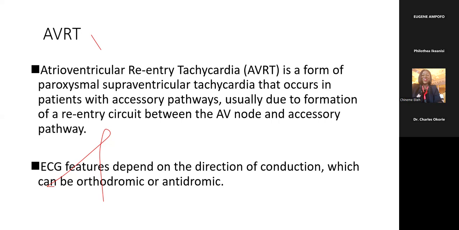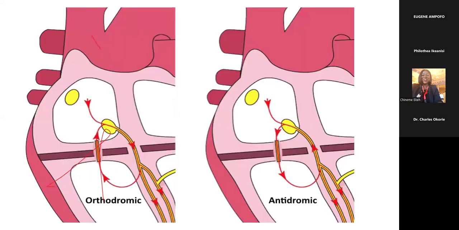So the next slide shows us the pictorial representation of the AVRT. We can see the orthodromic. The orthodromic goes through the normal SA node to the AV node, while the antidromic goes through the accessory pathway before reaching the AV node. Thus, it tends to take a longer path, causing cell-to-cell depolarization and a wide QRS complex.